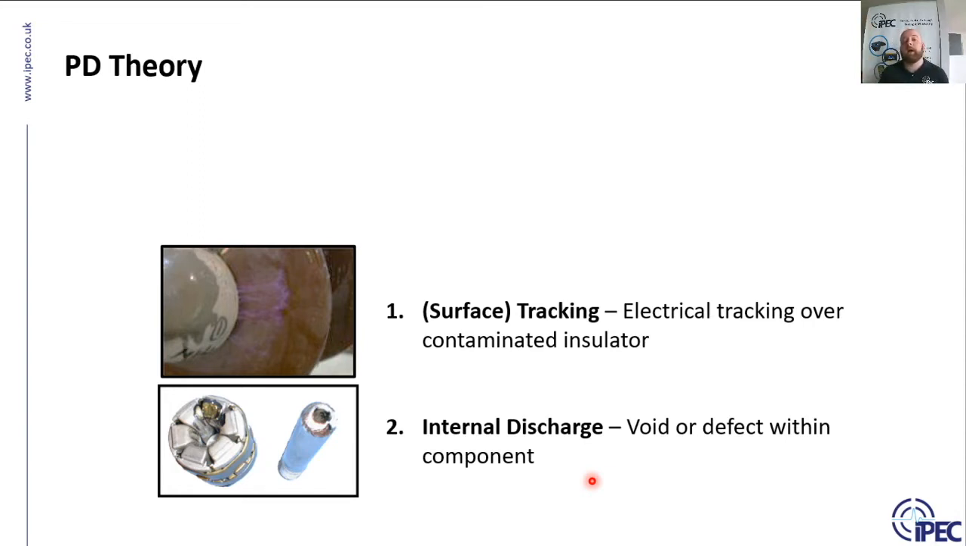Surface tracking is most commonly probably found inside cable terminations, but it can of course occur on bushings and any other place where there's a high voltage and then a neighbouring open surface. Internal discharge can occur anywhere inside cable terminations, if they're solid terminations, inside the end of cables, inside circuit breakers, inside CTs, VTs, so all different components of the equipment.